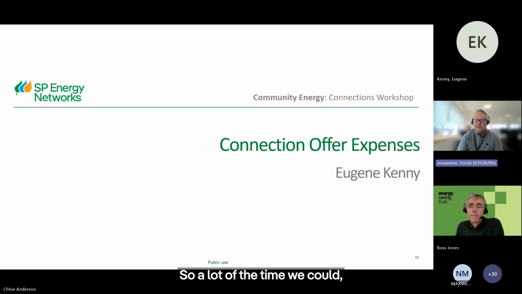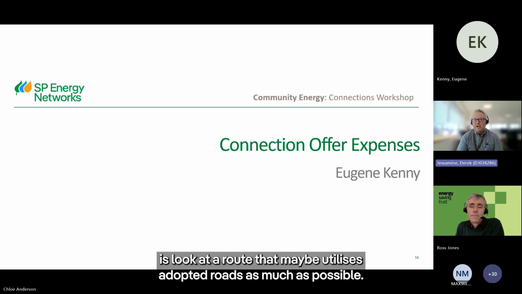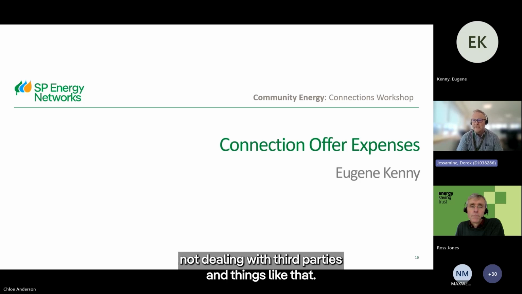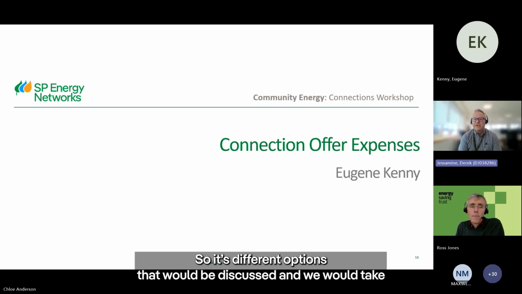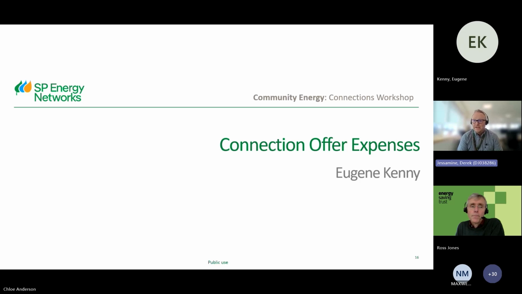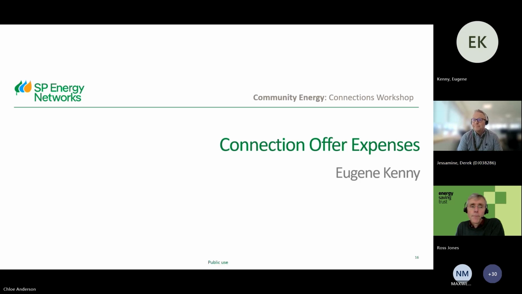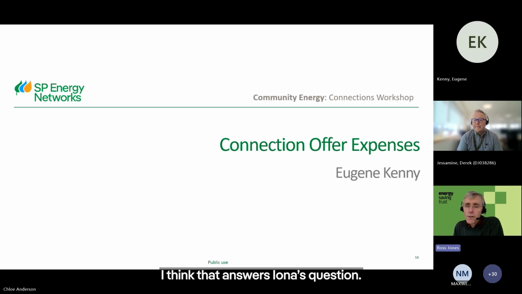So what we can do is look at a route that utilises adopted roads as much as possible. It's not always going to be the straightest line between A and B, but it's one where you can control timelines far better. You're not dealing with third parties and things like that. So it's different options that would be discussed, and we would take each job on its merits and decide whether that would class as an enhanced scheme or not. Okay, I think that answers Iona's question.